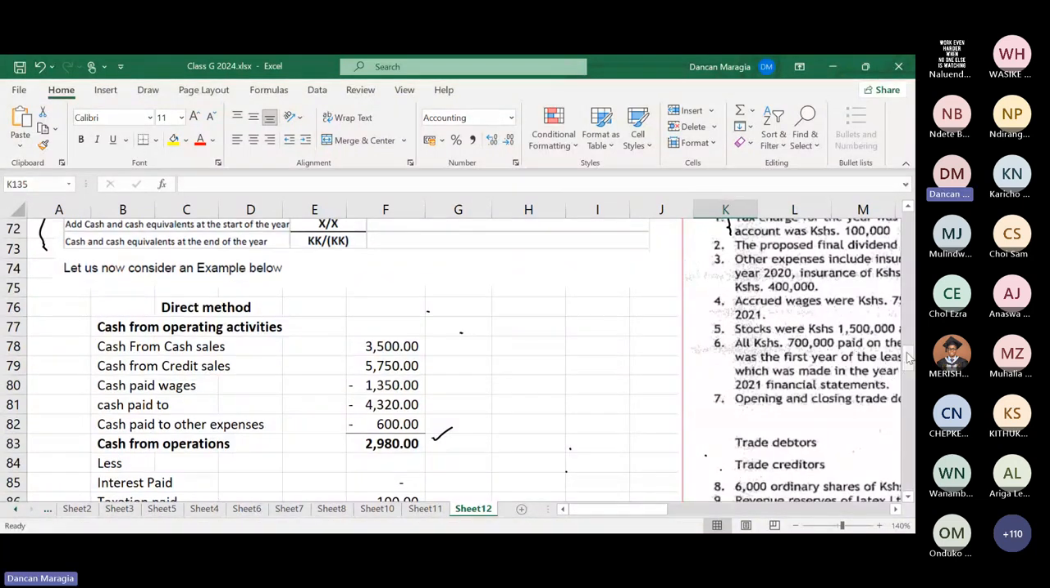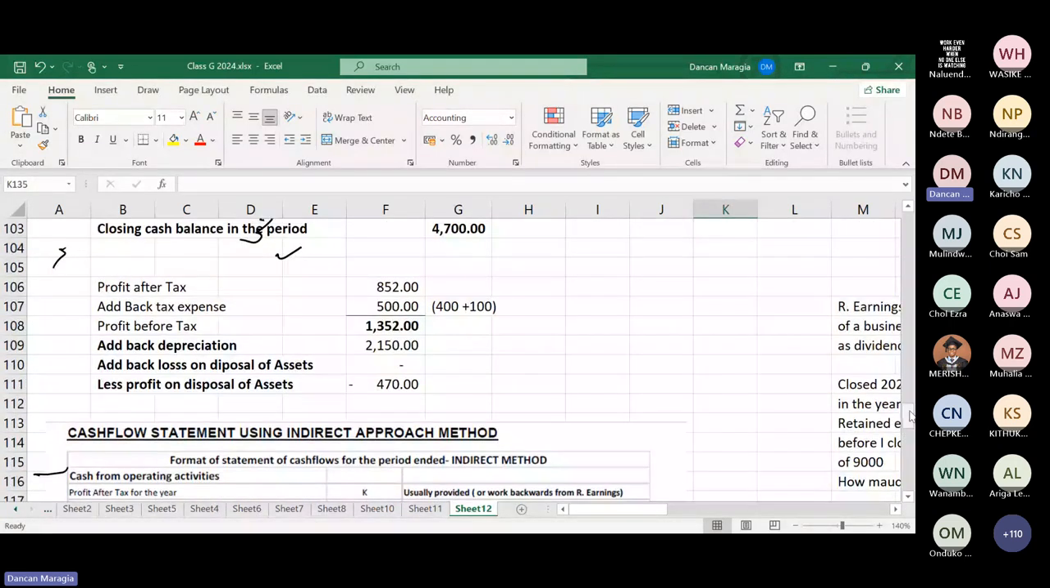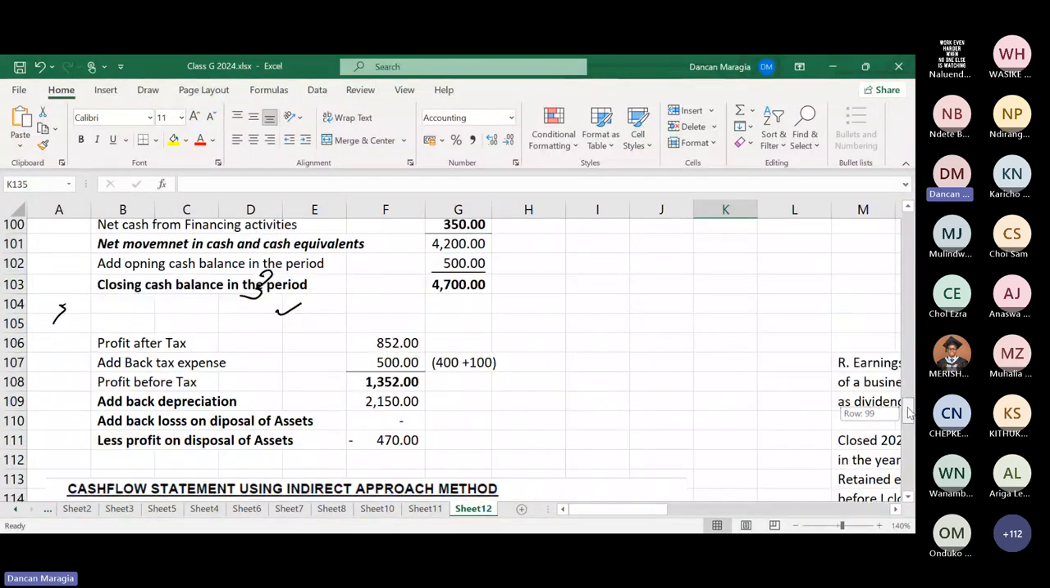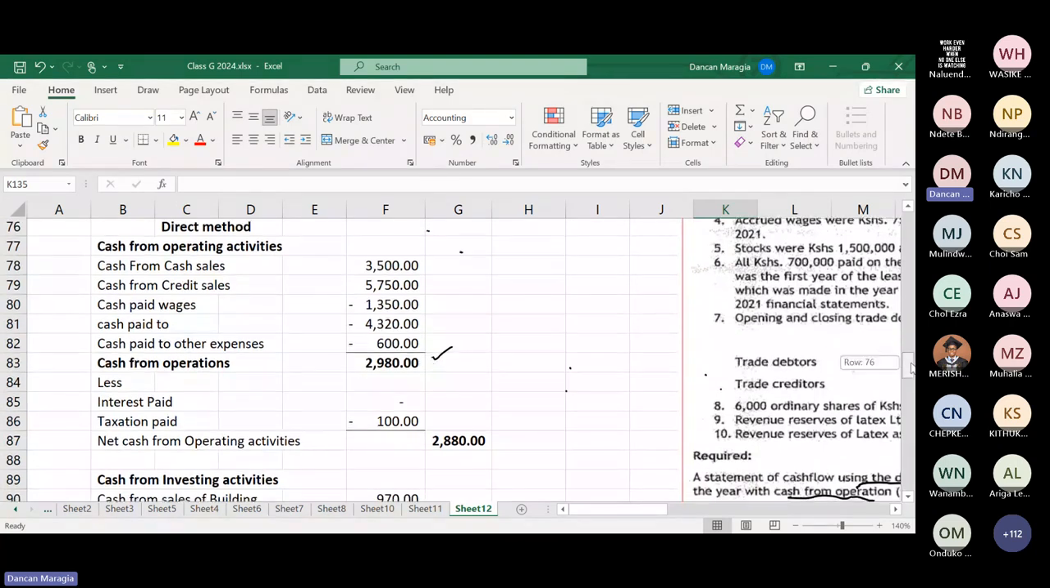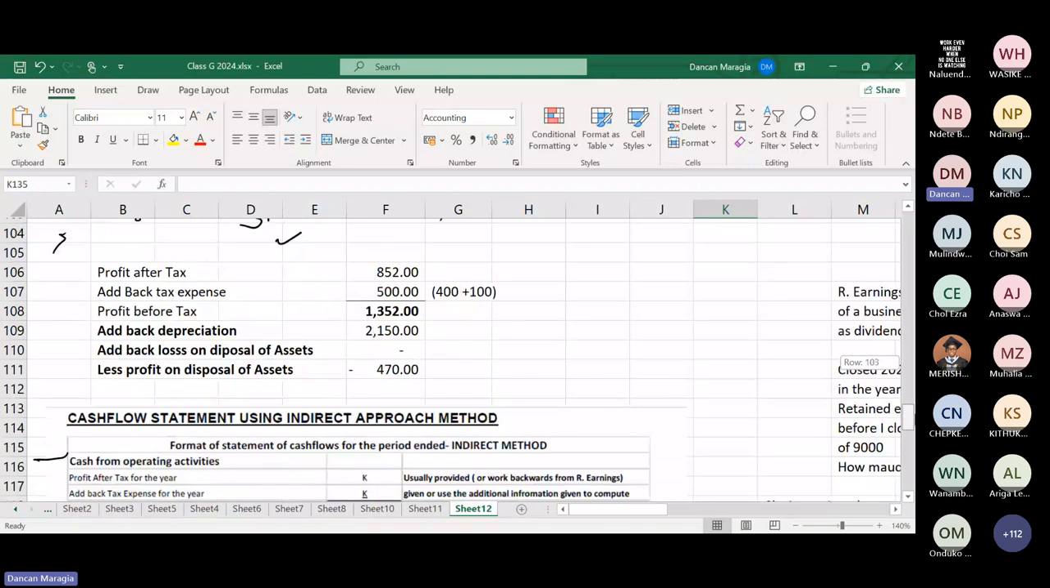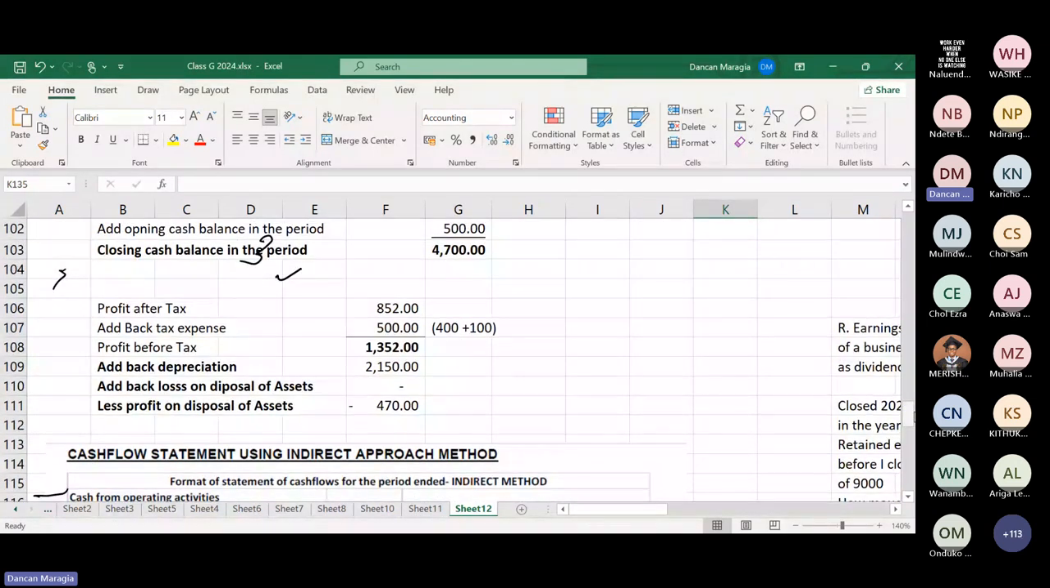So what we were doing, we were trying to reconcile the profit after tax of 852, so that we use the indirect method to see whether we can arrive at the cash from operations of 2980. By so doing, we'll be able to demonstrate that whatever is in the statement of profit or loss is actually what we have recorded here in our financial statement.